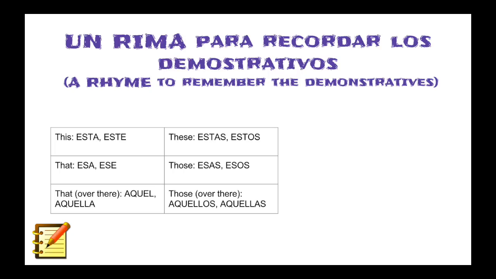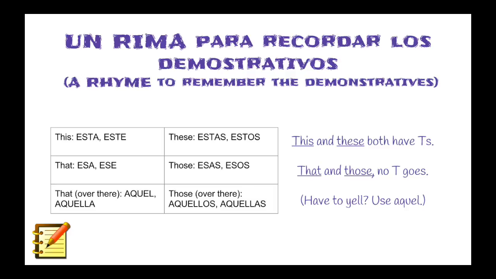Y tenemos un rima para recordar los demostrativos. But before we get to the rhyme, please copy down this chart in your packet. Okay, now that you have that copied down, here's the rhyme. This and these both have T's. That and those, no T goes. Have to yell, use aquel.